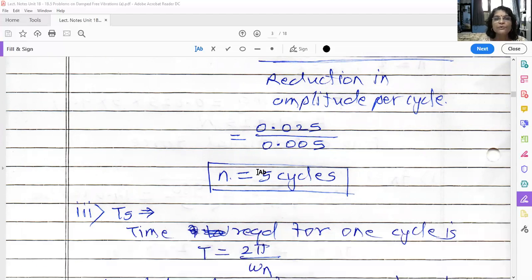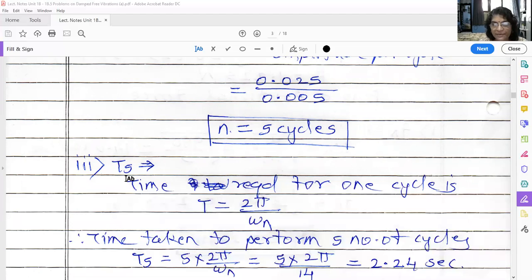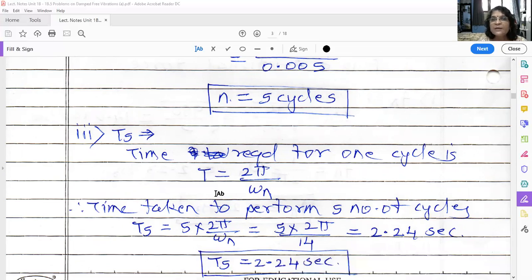Now we have to find out the time required to complete 5 cycles. So what is the time required to complete one cycle? It is a simple formula: T is equal to 2 pi upon omega n. So this is the time required for one cycle.